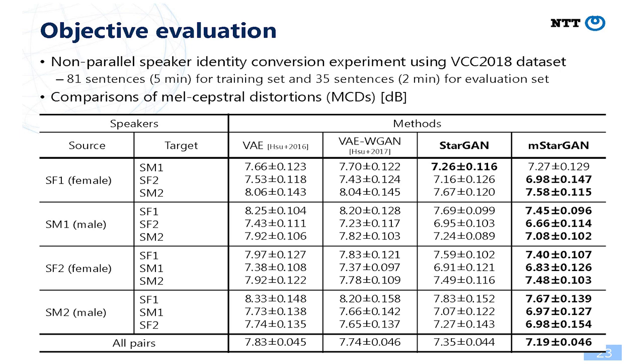These two methods are baseline methods, which use the idea of VAE, variational autoencoder, and these two are based on the StarGAN method. And this one is the modified version. And as you can see, we have better performance than the baseline methods. And by using the modified version of StarGAN, we can have even better performance compared to the original StarGAN-based method.